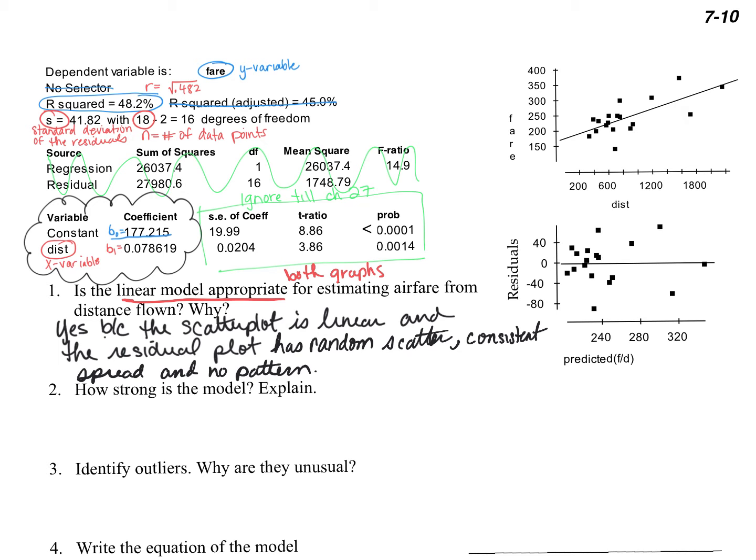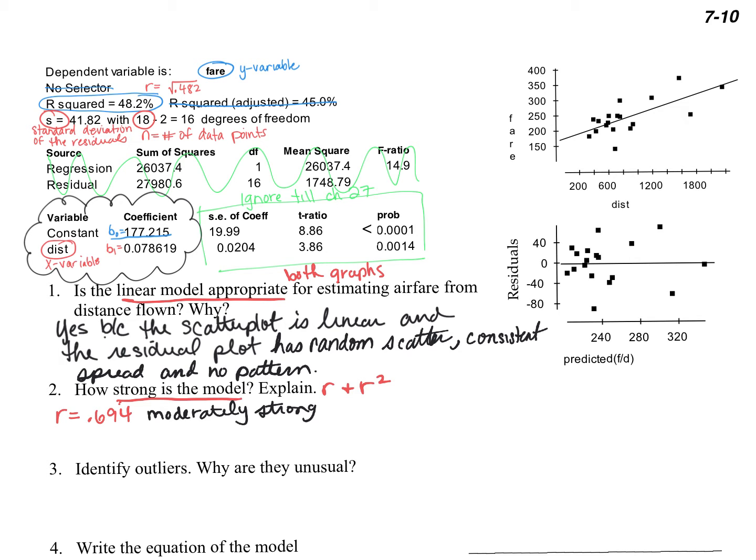When it asks us how strong the model is, it's asking us to talk about the R and the R squared. So we're going to state what the R is. Let's calculate that. The square root of 0.482. We actually have that on the front side of this worksheet. So R is 0.694. Okay. So we call that what? Moderately strong.